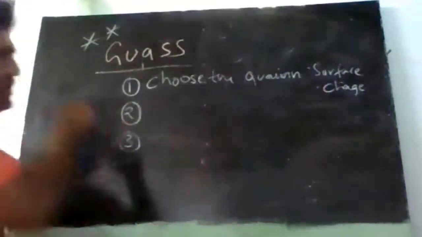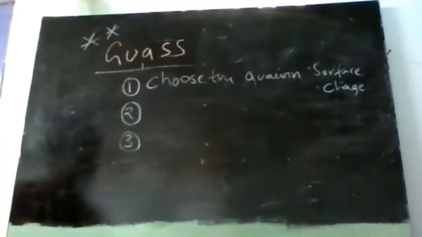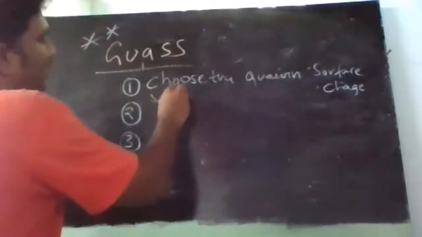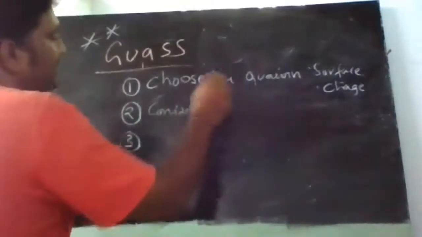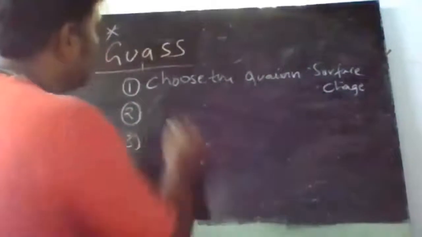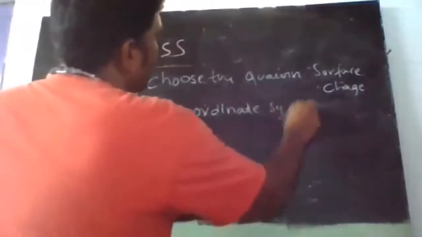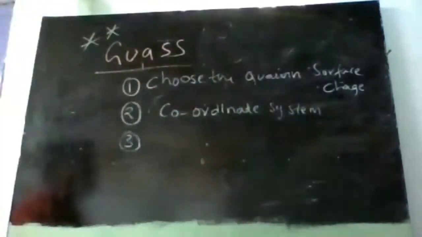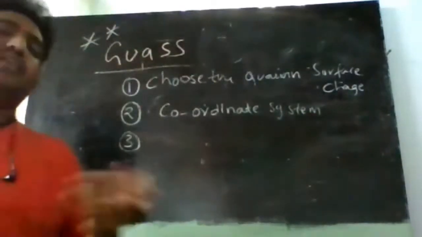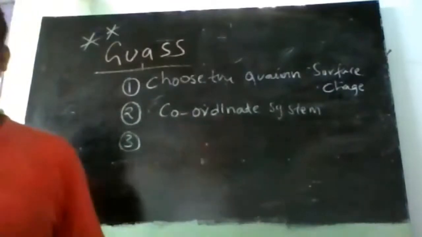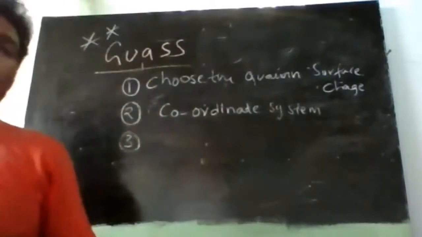The second point is, after you choose the Gaussian surface, take the coordinate system. Consider the coordinate system that matches with the Gaussian surface you have taken. For example, if I've considered a cylindrical surface, then obviously my choice will be cylindrical. For example, my charge looks like a line, so in that case I have to consider cylindrical itself.